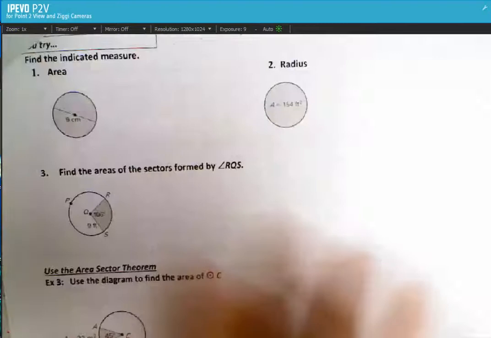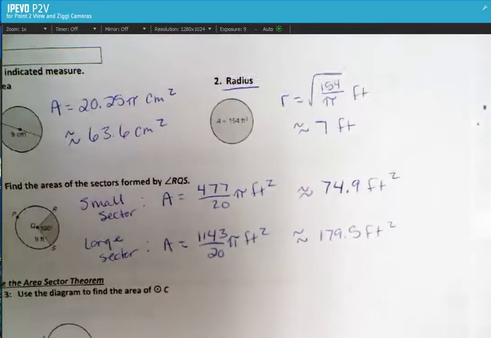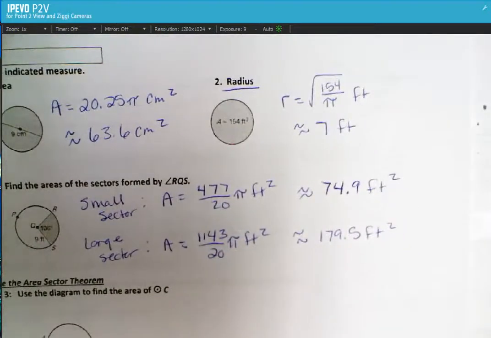Alright, you have 1, 2, 3 of those to try. Come back and check your answers. Okay, there are your answers. Make sure you check those. If you got them wrong, rework them. Come in with questions tomorrow. Alright, let's take a look at some more stuff.